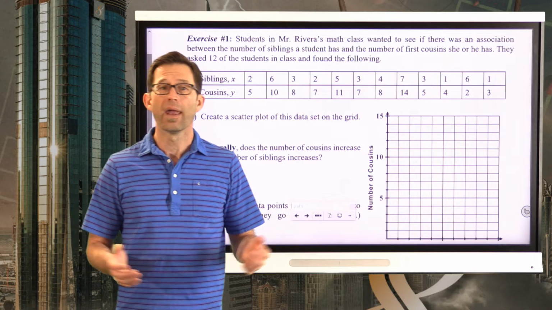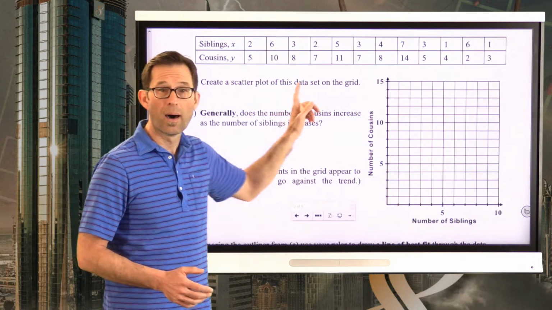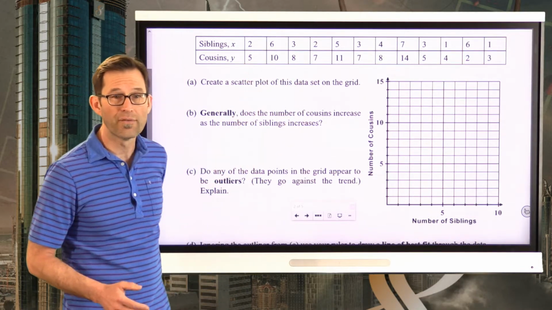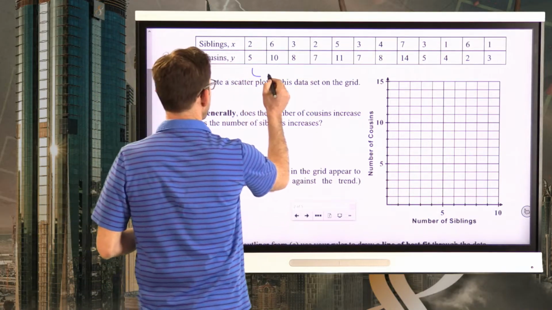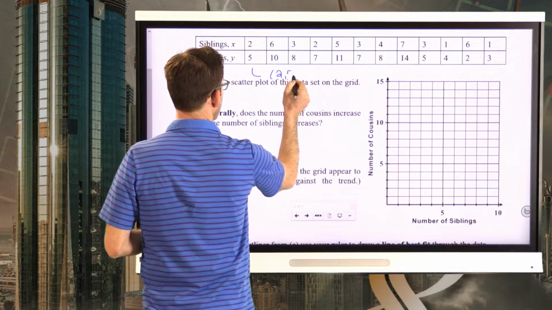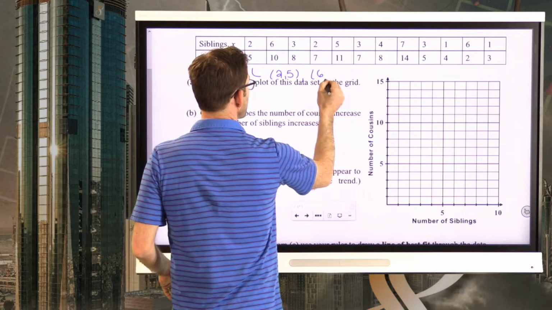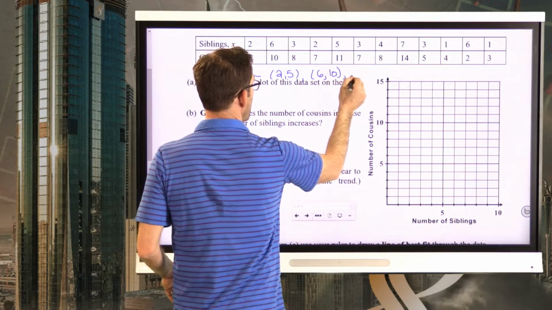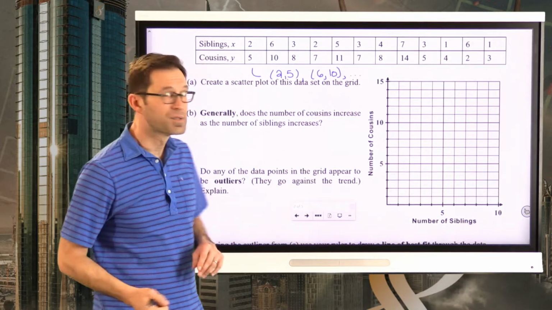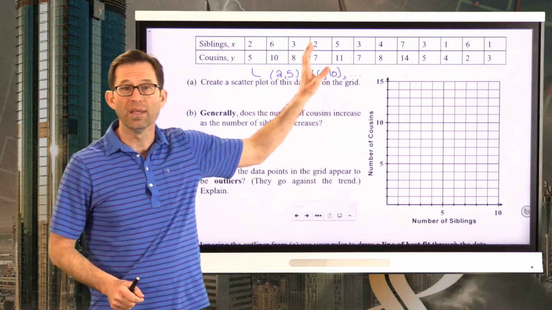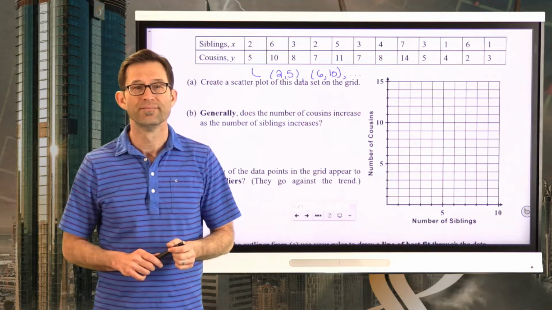Again, this is as simple as saying, I'm going to take this 2, 5, and I'm going to plot the point 2, 5. I'm going to plot the point 6, 10, etc. So what I'd like you to do is take a little bit of time and plot each one of these down here on that grid. Pause the video now.